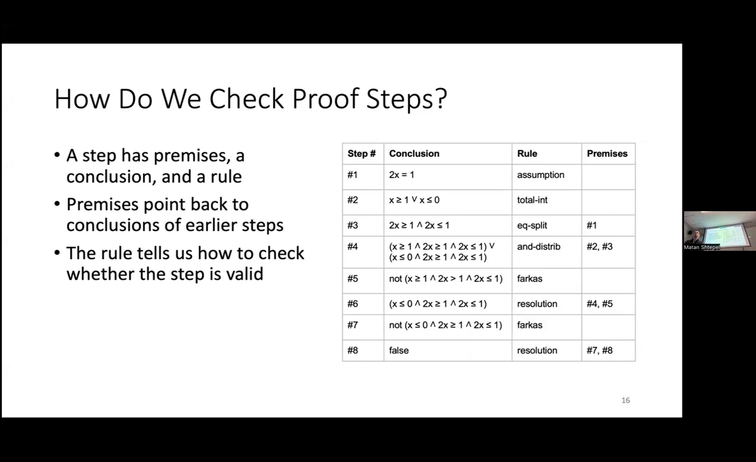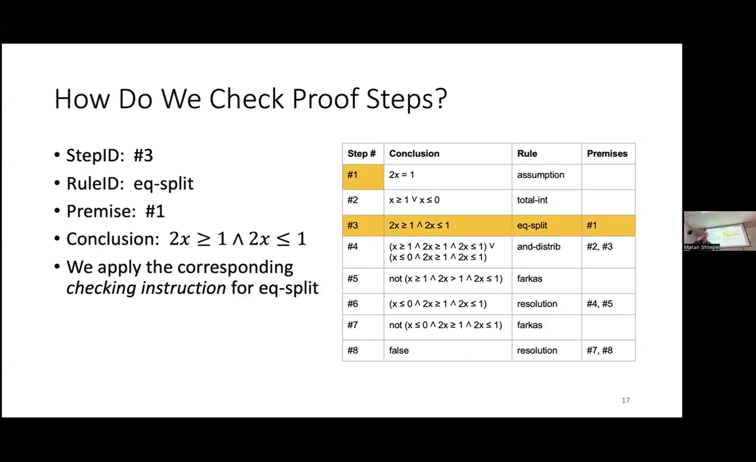As I mentioned before, a proof step has premises, a conclusion, and a proof rule, where premises point back to the conclusions of earlier proof steps, and the proof rule tells us how to check whether that step is valid. For instance, for step number 3 here, we're using the proof rule called eq_split and taking the conclusion of step number 1 as a premise. We're deriving the conclusion 2x is greater than or equal to 1 and 2x is less than or equal to 1 from the premise 2x equals 1.